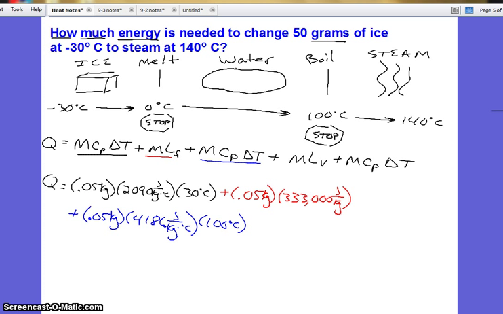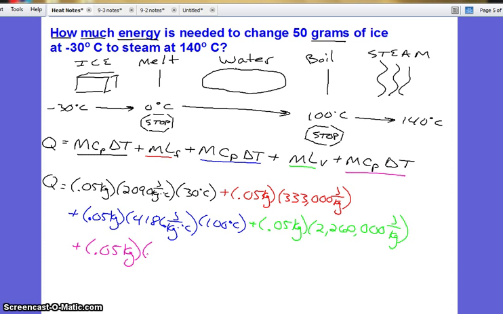At this point, we again change our phase, m times L_V in this case. The mass is 0.05 kilograms. The latent heat of vaporization is 2,260,000 joules per kilogram. Again, we just looked that up. And then finally, we're going to increase our temperature by another 40 degrees, from 100 to 140, while we are in the phase of steam. So we look up the specific heat capacity of steam to be 2,010 joules per kilogram times degrees Celsius. We have gone up in temperature by 40 degrees.